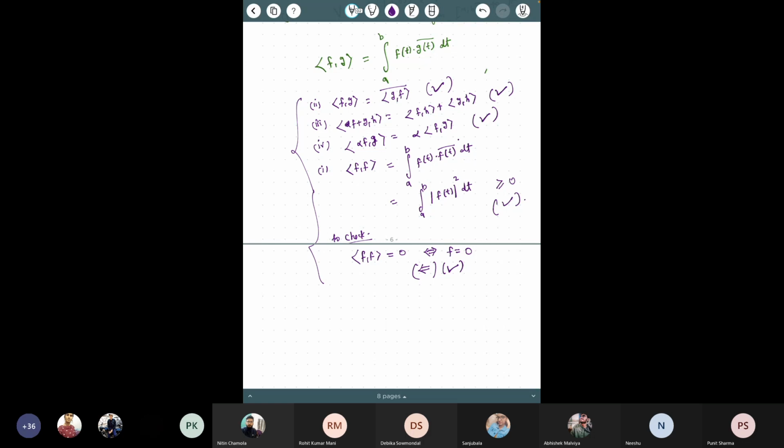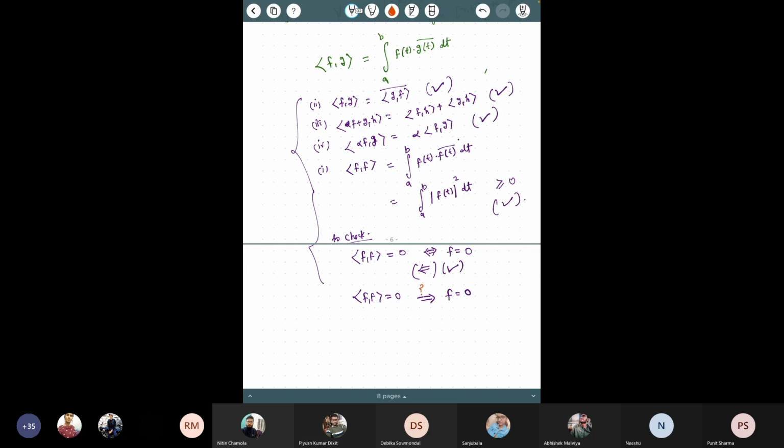Now, can you say the other side also? Can you say that if this is 0, then this is also 0? This is the question. If f is continuous, yes. In general, this is not true. Why is this not true?